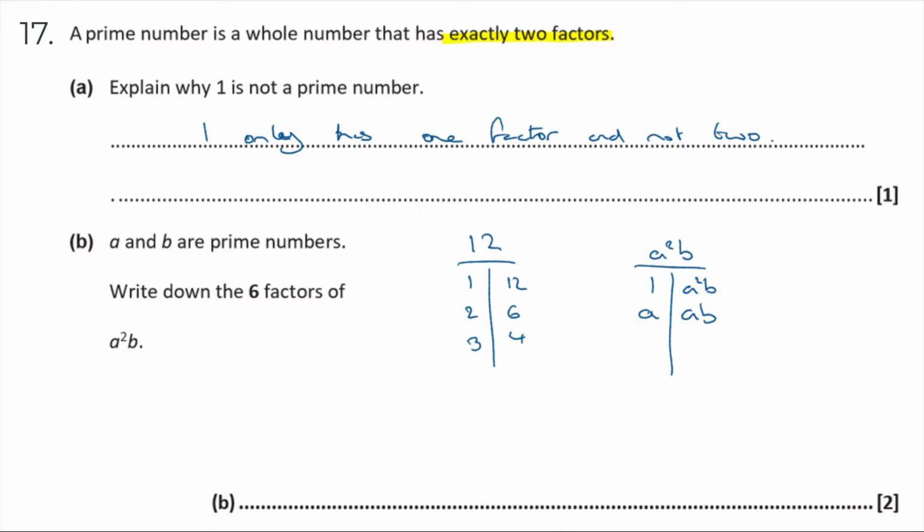And I could also take the b out, so b times a squared is a squared b. And the other factor I could take out, I guess, is a squared. If I could take a squared out and then times it by b. But that's just, oh, I've already got that one, haven't I? I've got that one from before. So that one isn't going to work. So it's those 6 then, isn't it? So I've got 1 and a squared b, a, b, b, and a squared.